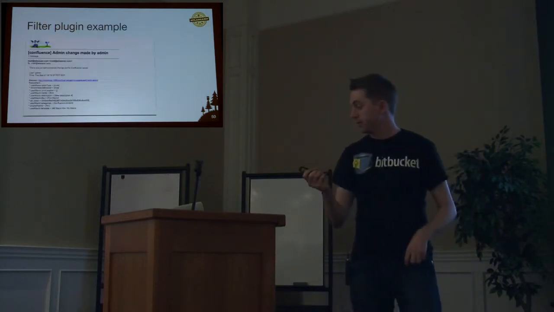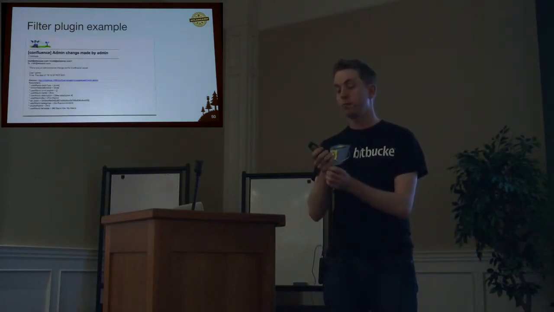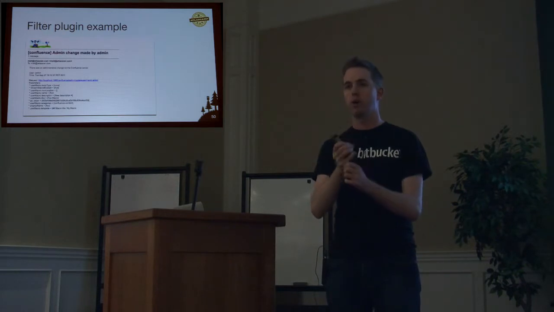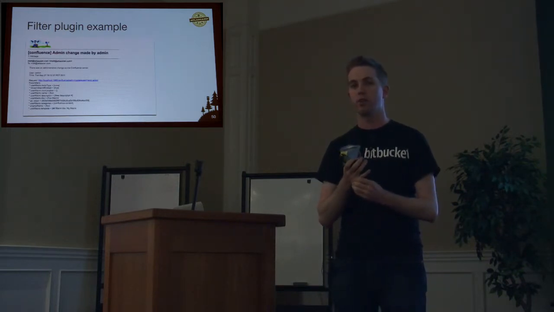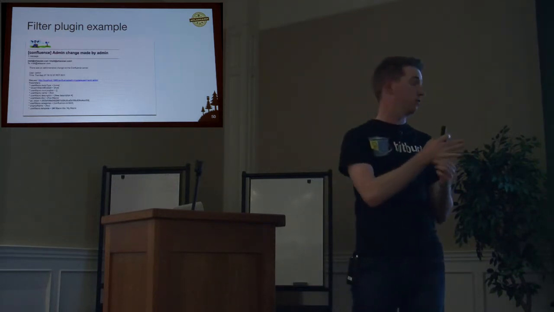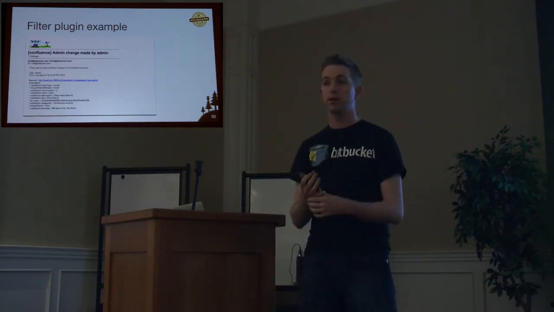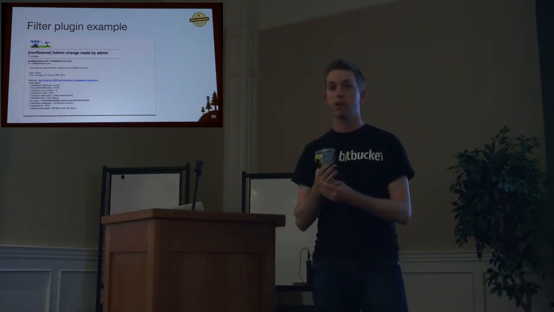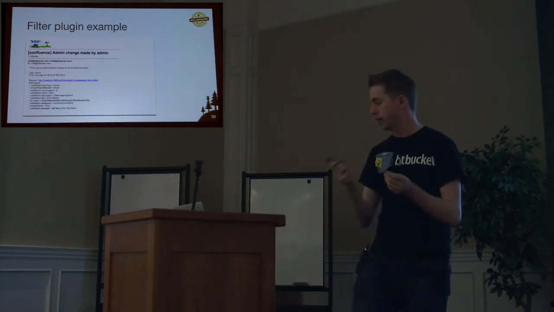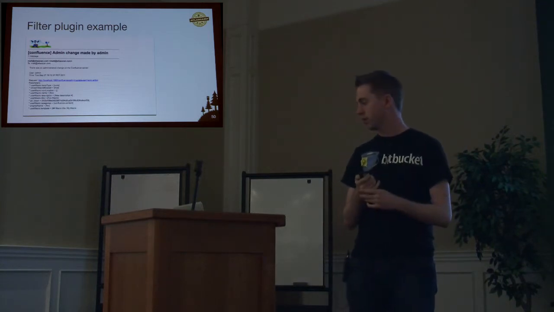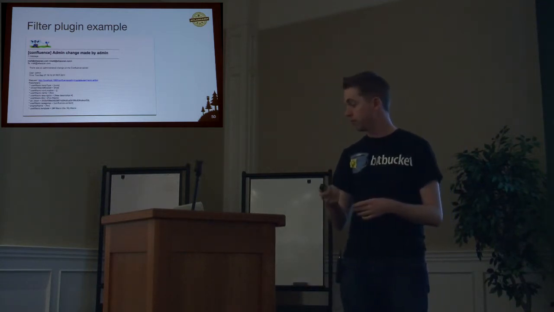So we're going to come up with an example here of a filter plugin that sends you an email when administration settings are changed in Confluence. This is quite a reasonably popular feature request, to have better audit capabilities in the products. So I'm going to show you how you can code that up, and you'll have some demo code to play around with if you want to use it.